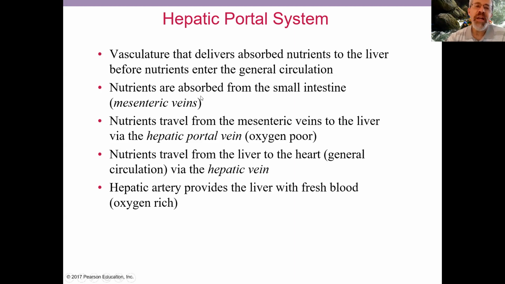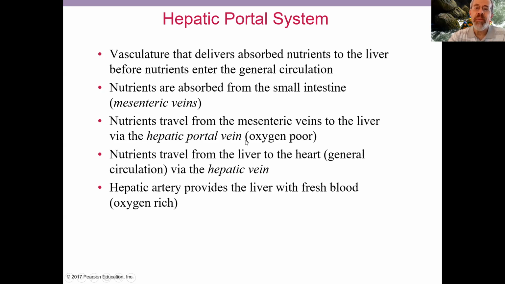All right, so this hepatic portal system, how does it work? Directly from the small intestine, we have a series of veins called the mesenteric veins. These absorb nutrients from the intestine, those nutrients that were broken down there, thanks to the liver, gallbladder, and pancreas. From the mesenteric veins, they travel into the hepatic portal vein, which carries them to the liver.